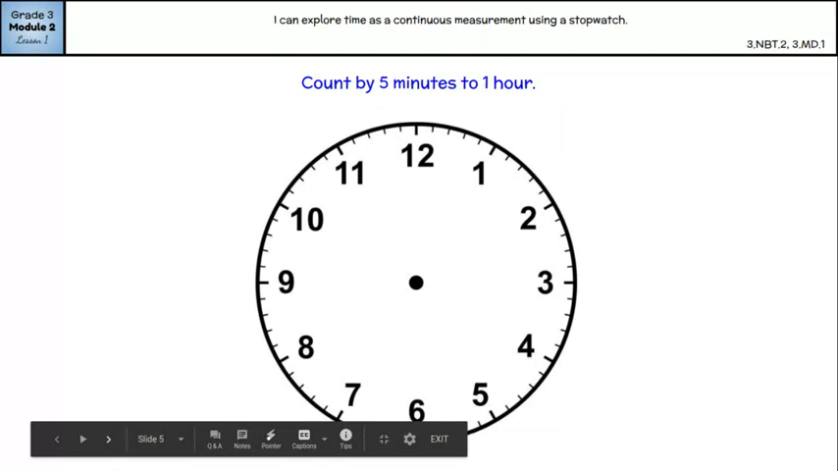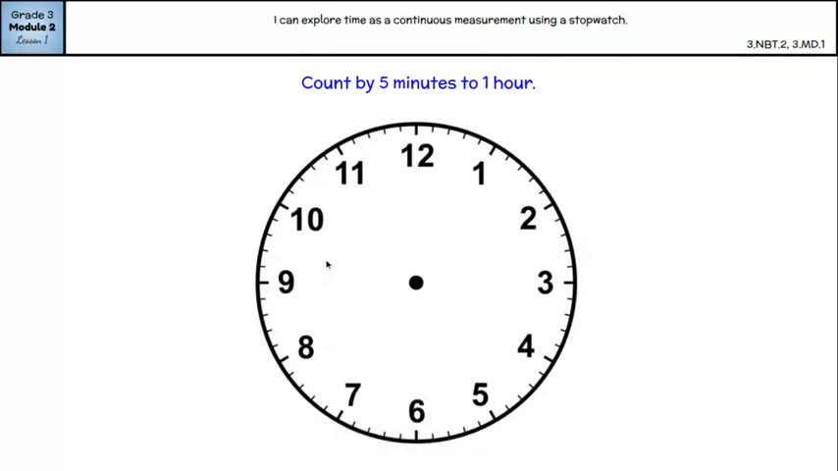Count by 5 minutes to 1 hour. I'm going to pause now for the kids who are in class, and those of you who are watching this at home, please pause your screen and practice. Okay, let's practice together. We've got 5, 10, 15, 20, 25, 30, 35, 40, 45, 50, 55, and 60 minutes is when I get to my new hour or when I say o'clock.